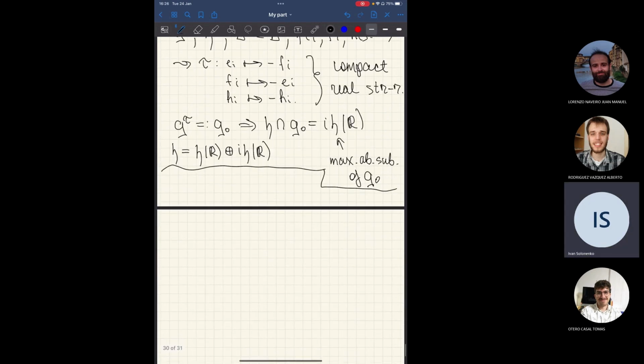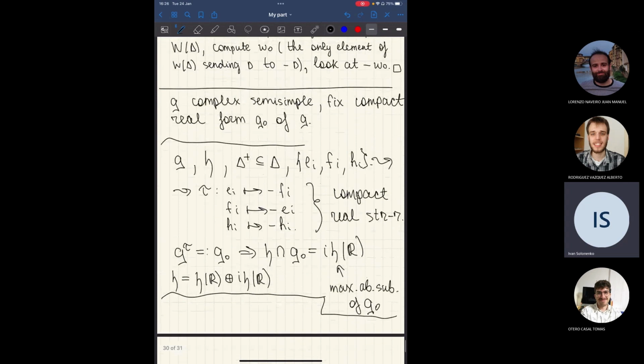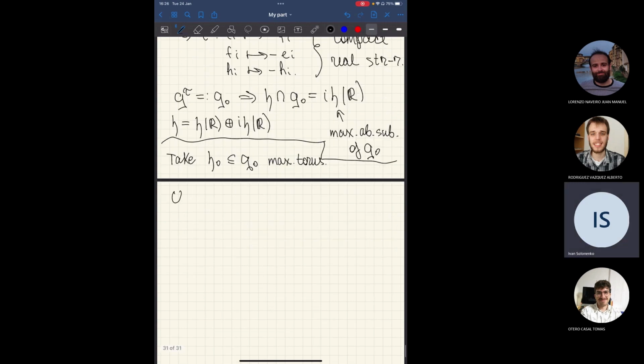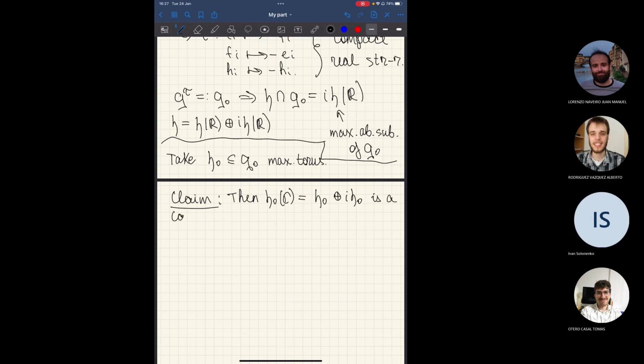So you start with G, you take any compact real form G0, and then suppose you take a maximal torus in G0. So take H naught in G naught a maximal torus, so a maximal abelian subalgebra. Claim: then H naught C, which is just H naught plus I H naught, is a Cartan subalgebra of G.